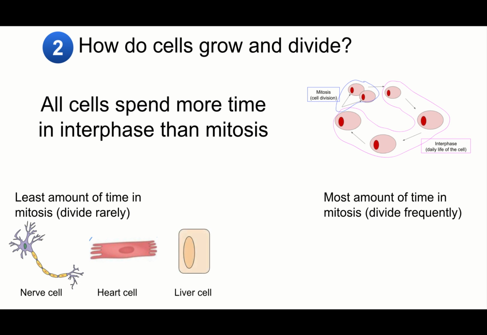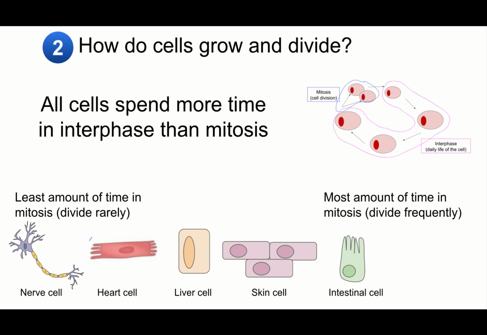Liver cells do divide, and your liver cells actually replace themselves entirely about once every 1 to 3 years. Skin cells divide more frequently. Your skin cells divide and replace themselves more frequently. Your skin cells replace themselves about once a month. Intestinal cells divide even more frequently. They divide every couple of days. And bacteria cells divide even more frequently. They divide every couple of hours.